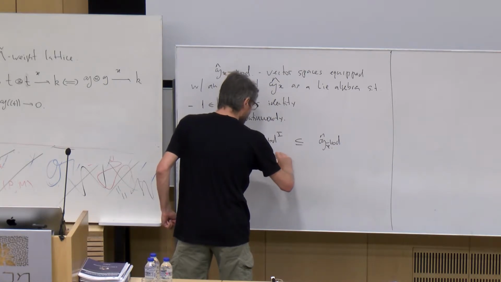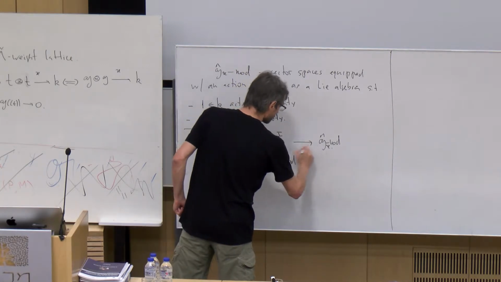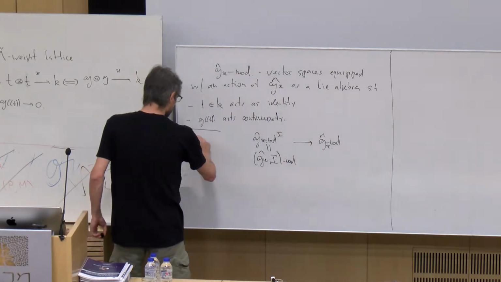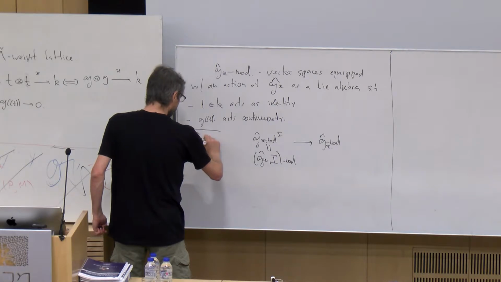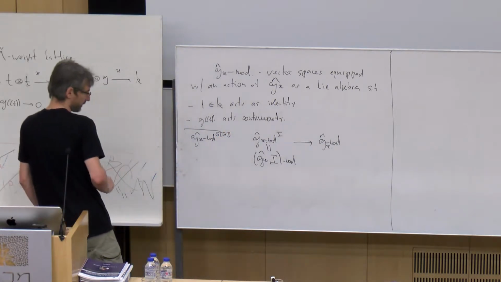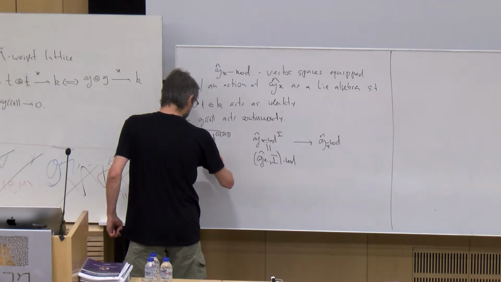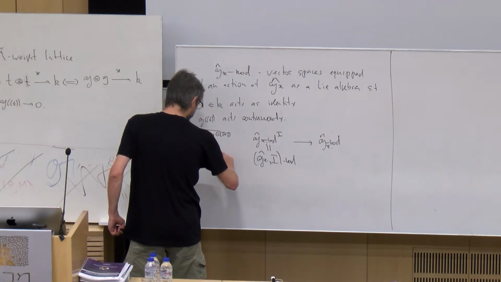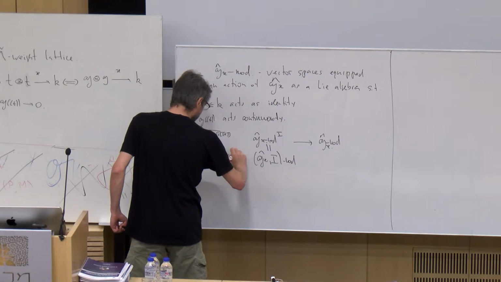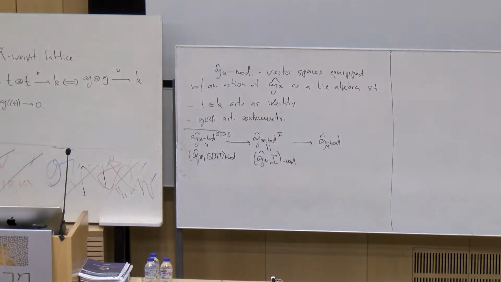So these are just Harish-Chandra modules for this pair. Okay, let me write the inclusion. It's a forgetful functor. And the second one is the subgroup, the group of arcs. So this is again the same as Harish-Chandra modules, like so. Well, I guess everybody knows what Harish-Chandra modules are.